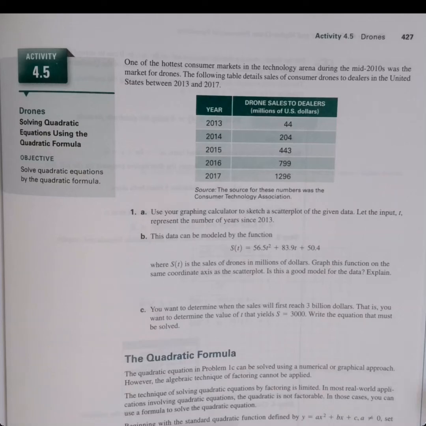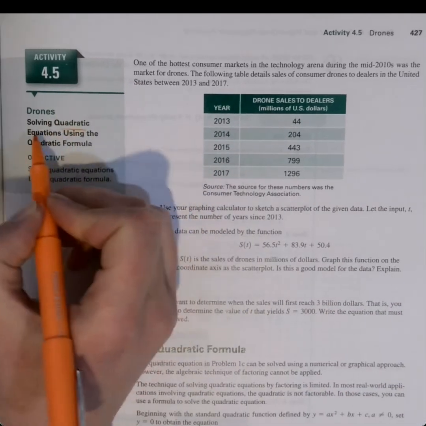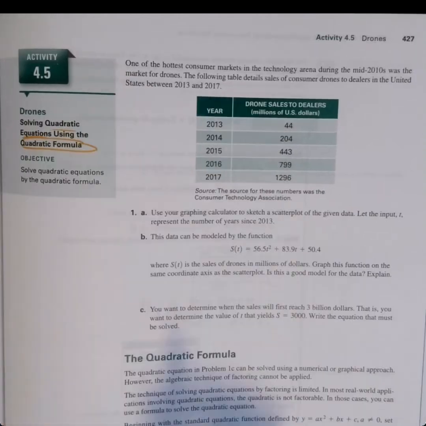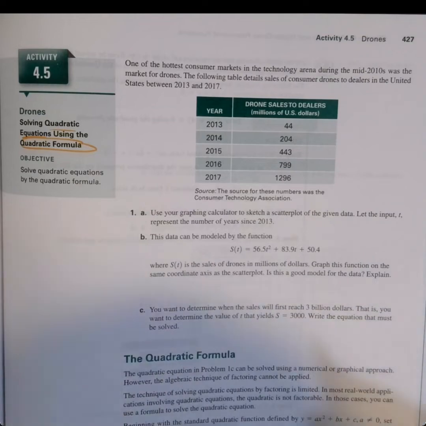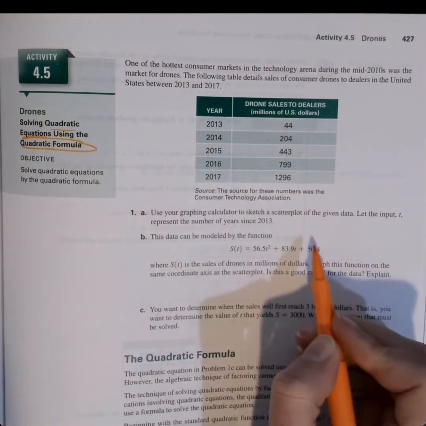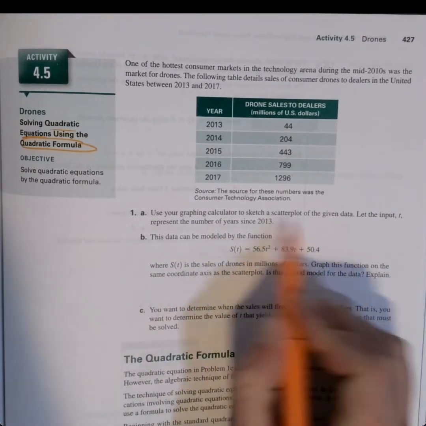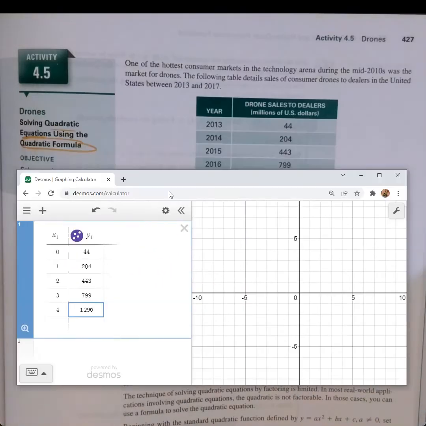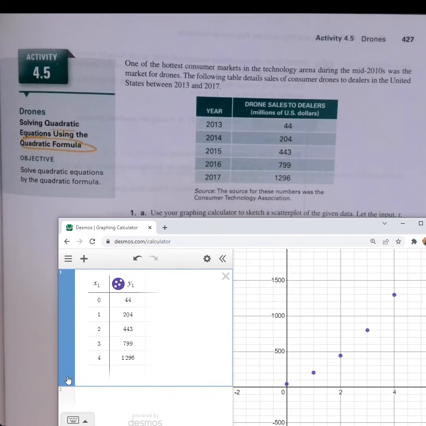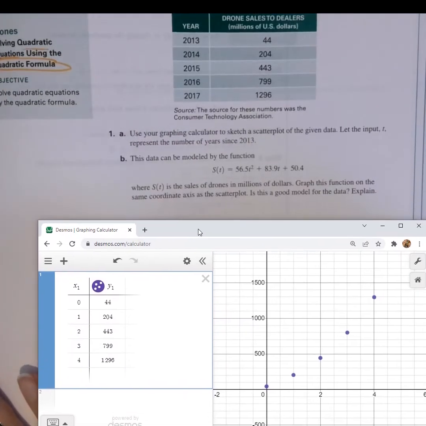In section 4.5, we're going to look at solving some quadratic equations using the quadratic formula. So we're starting off with a data set here. We want to graph the data and check it out according to this function to see if this function is a good model. First of all, we're going to pull our data set over here, take a look at the data set, and type in this model.